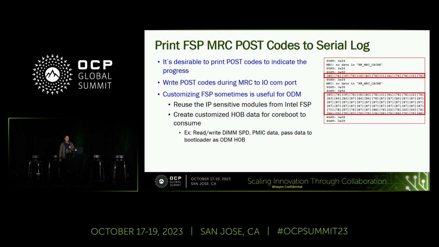Printing FSP MRC postcode to serial log. MRC memory training takes a lot of time. Without any serial output, it's hard to know what's really going on. So it's desirable to print postcode to indicate the progress. We customize our FSP to print the MRC postcode during MRC memory training to the I/O COM port. So from the example in the right figure, the red squares are our customized postcodes during MRC training, and it's printed by FSP.